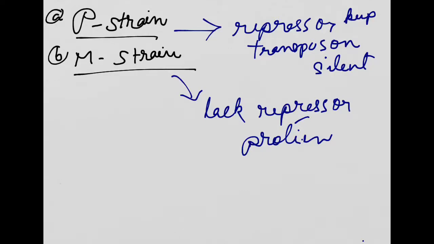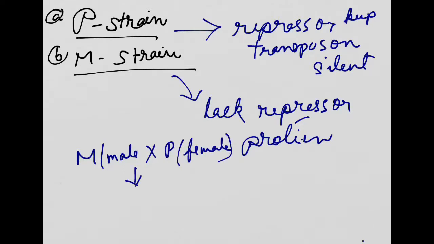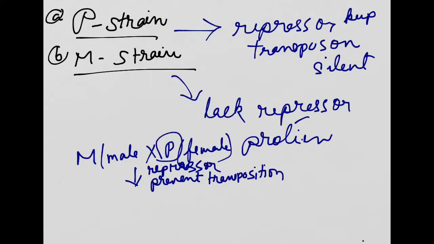So whenever a male M strain is mated with a female P strain, the presence of a lot of repressor molecules in the eggs of the P strain represses or prevents transposition of the P element, because of the presence of repressor protein. So the F1 progeny appears to be normal.